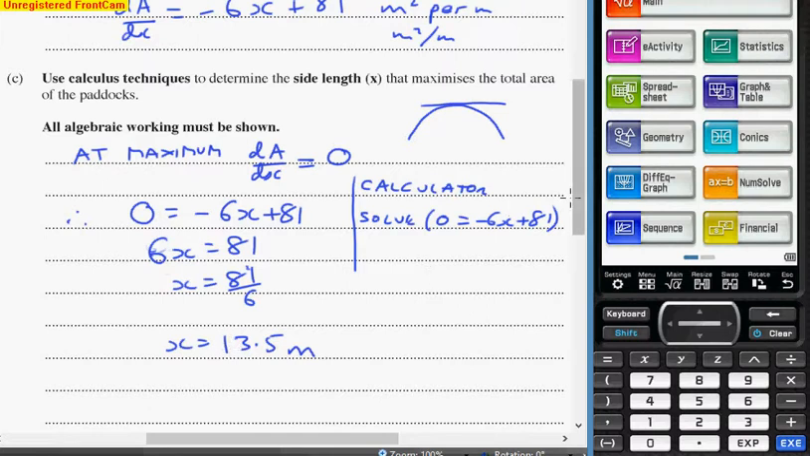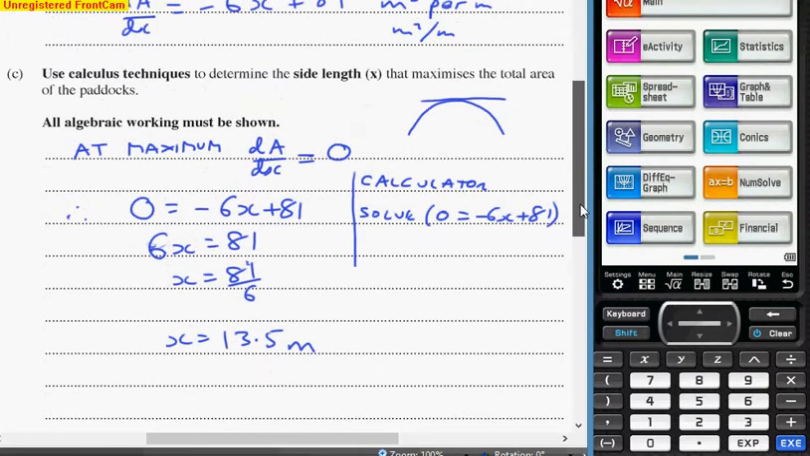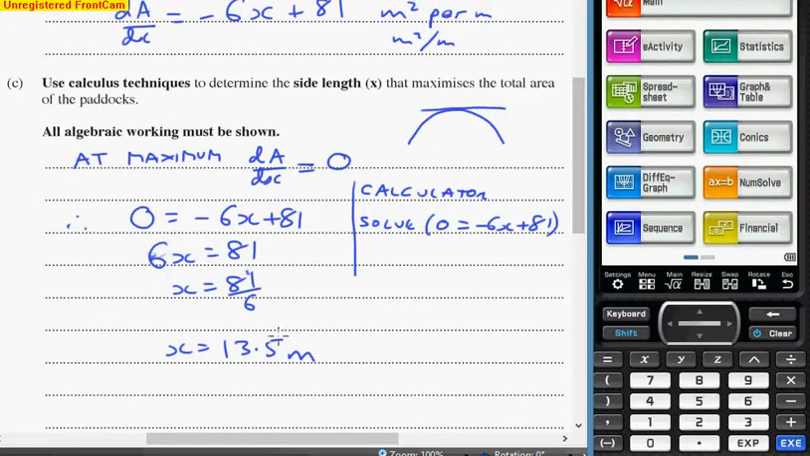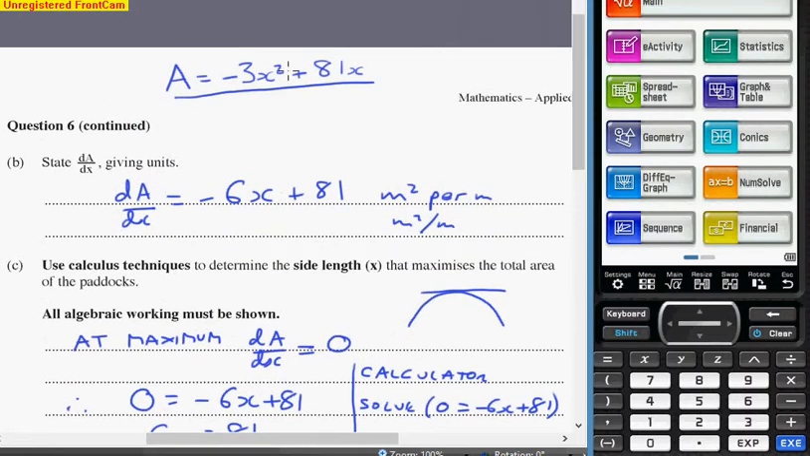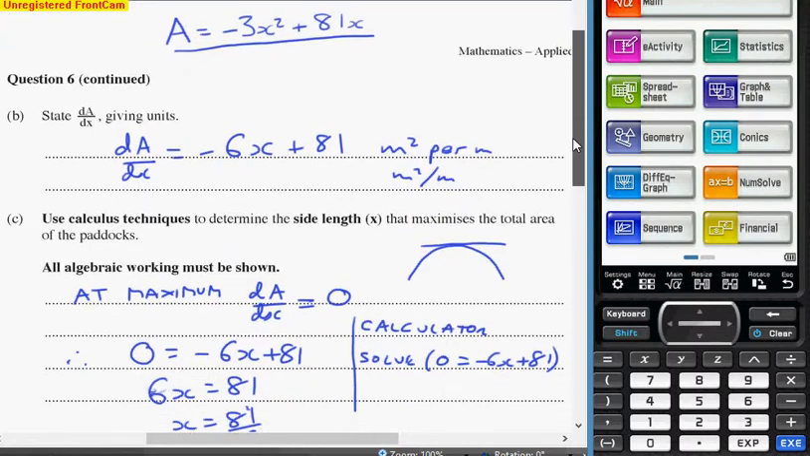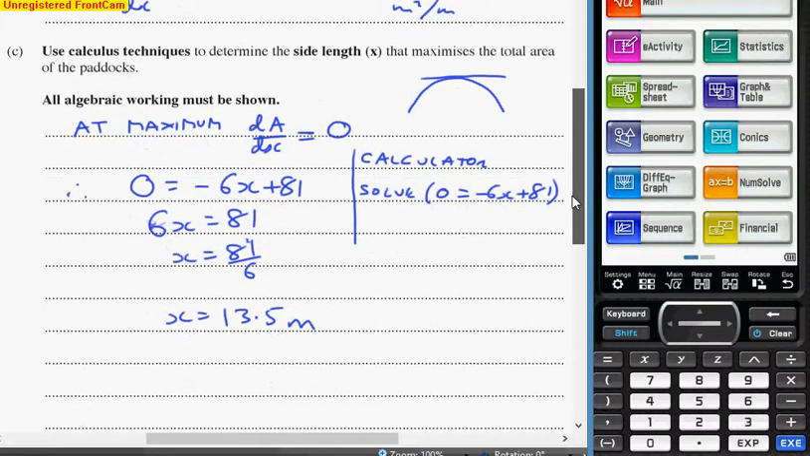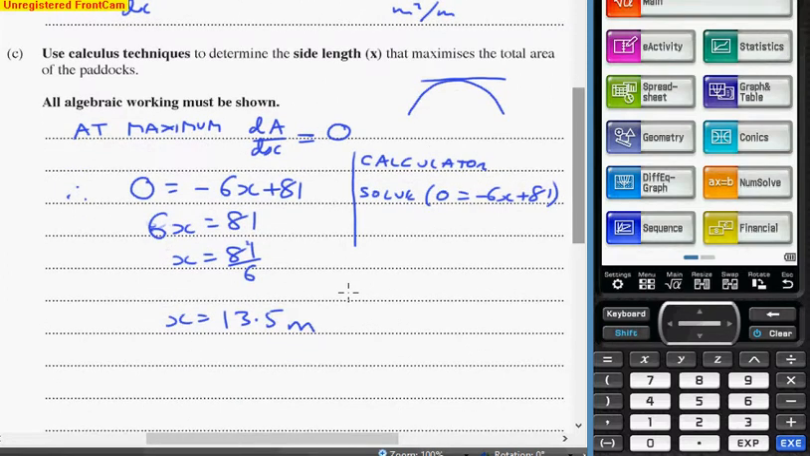Usually in these questions, it's not written here, once you've found the side length, they actually ask you to find what the maximum area was. And if they had done, they didn't in this question, but if they had, you'd take that 13.5 and substitute it into your area equation at the top here. So wherever x is, you'd put the 13.5 and work out what it came to. But in this question, no, that's all we need to do, and we can stop there.